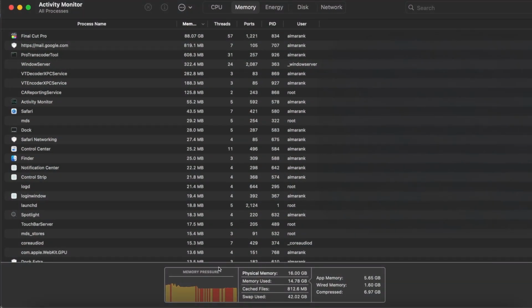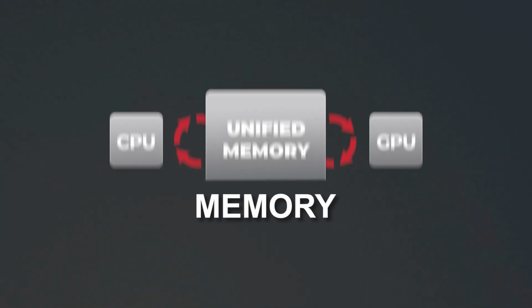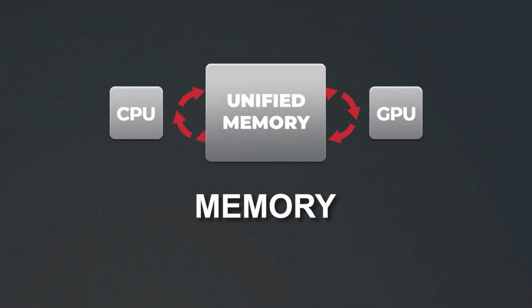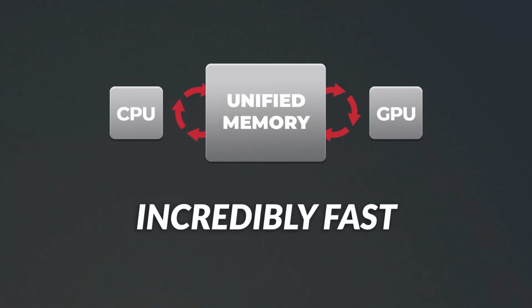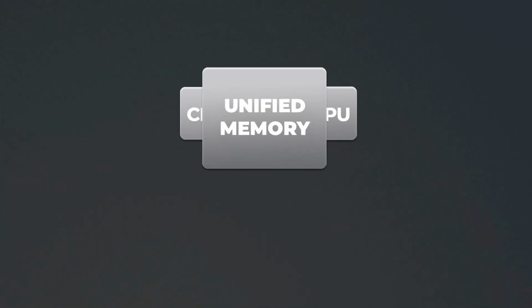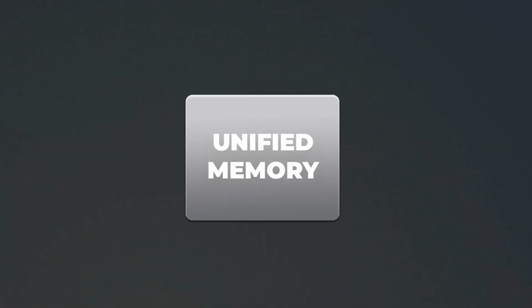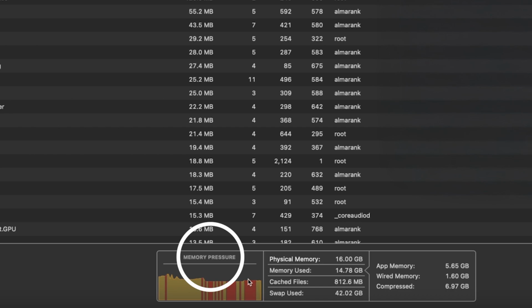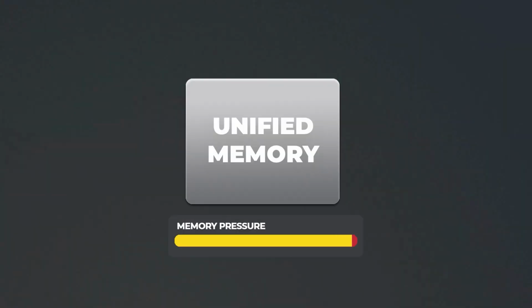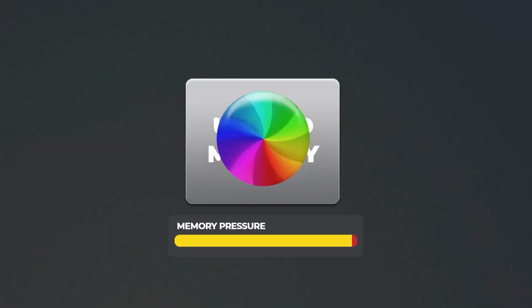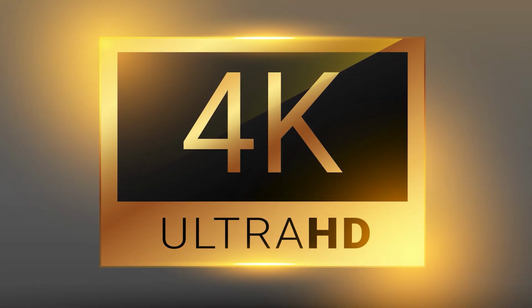First, let's talk about the single biggest factor for Final Cut Pro performance: memory. Apple Silicon uses a unified memory architecture, which is incredibly fast, but it means the CPU and GPU share one single pool of memory. There's no separate VRAM for video tasks. When your project demands more memory than your Mac physically has, it creates high memory pressure and starts using your SSD as slow virtual memory. That's what causes the major slowdowns.